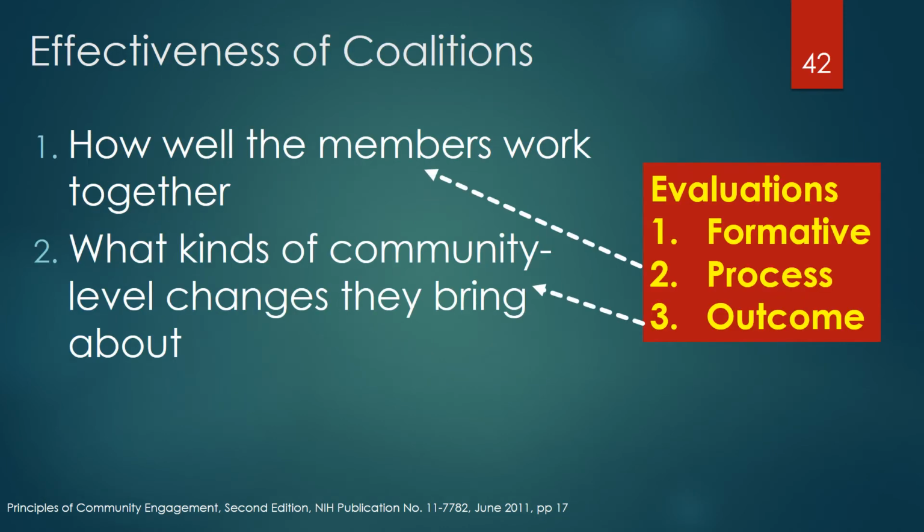The effectiveness of coalitions can be evaluated on two distinct outcomes. 1. How well the members work together. This again will depend on the relationship strength and trust between members and the facilitator's skill at negotiation. 2. What kinds of community level changes they bring about. There are three broad categories of evaluation. Formative, that provides data and analysis to plan a program. Process, that assesses participation metrics. And outcome, or the coalition's effectiveness at achieving the goals or mission of the group. How well the members work together would be a process evaluation, whereas the impact on community changes would most likely be an outcome evaluation.